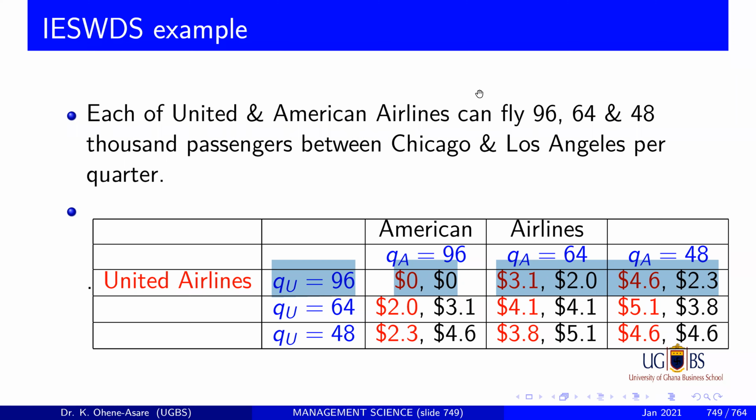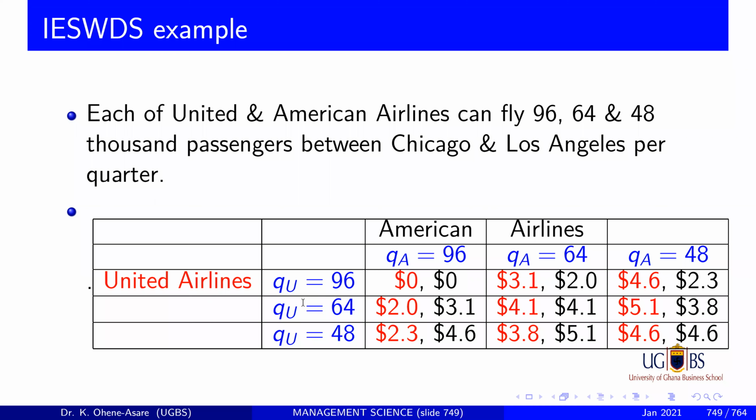48, that's a correct answer, Mark. You go for 48 because 2.3, remember United is the second value. 2.3 on the far right is better. 2.3 is better than 2.0 and is better than 2. Now let's see whether he will also maintain his 48.